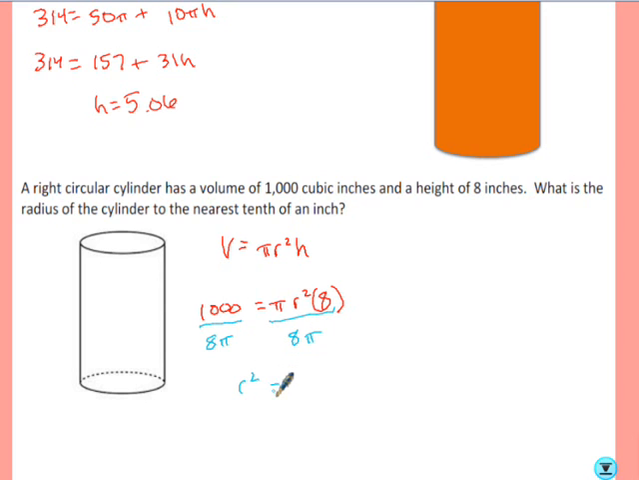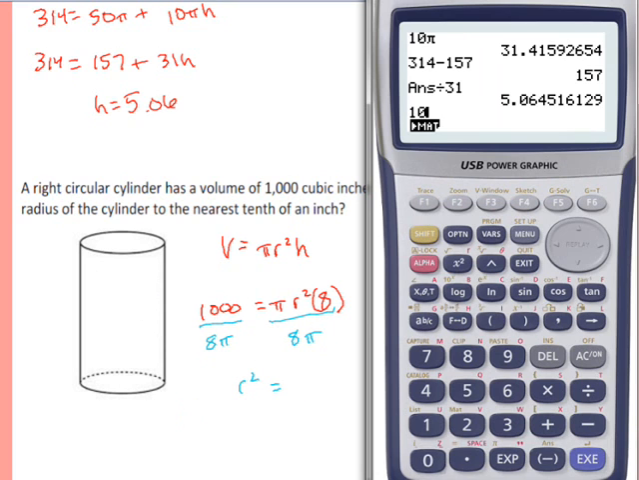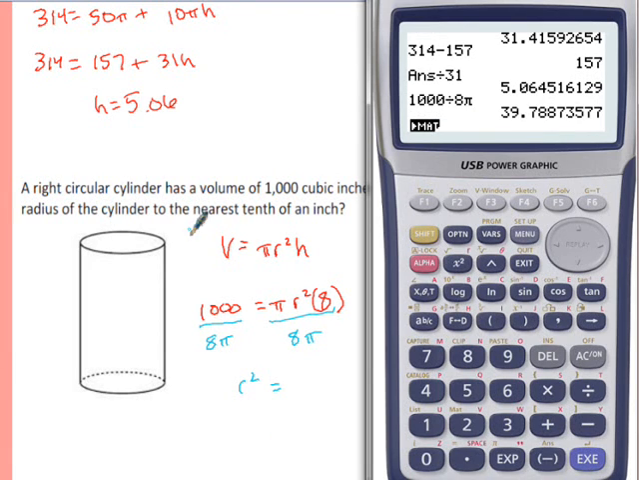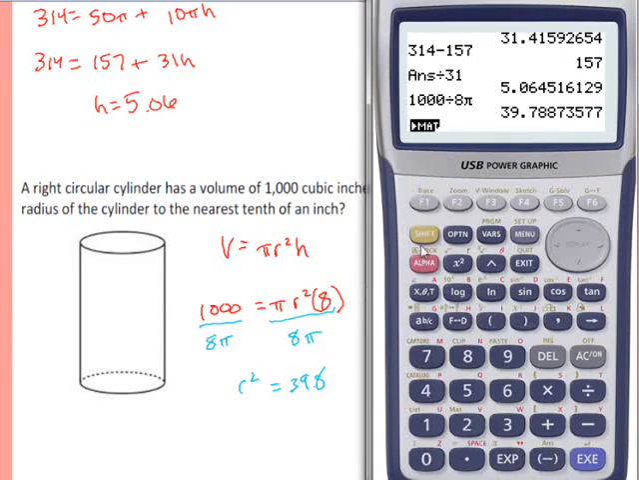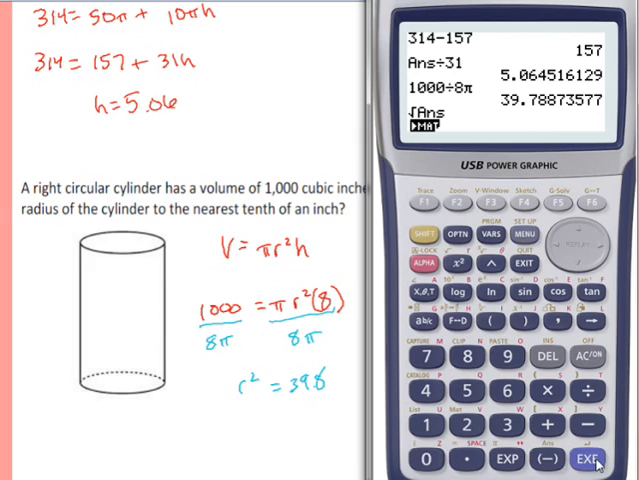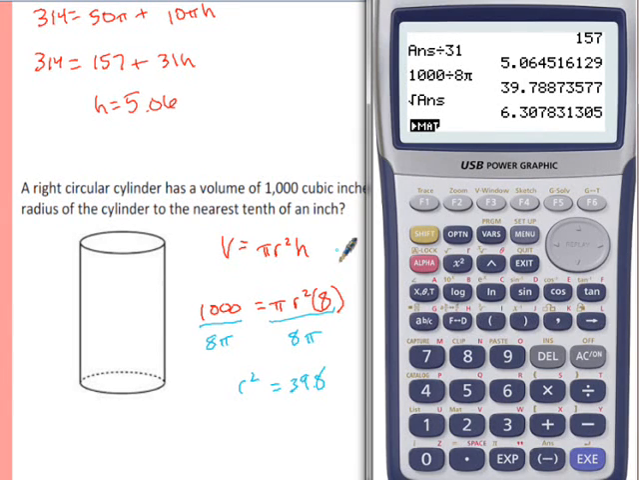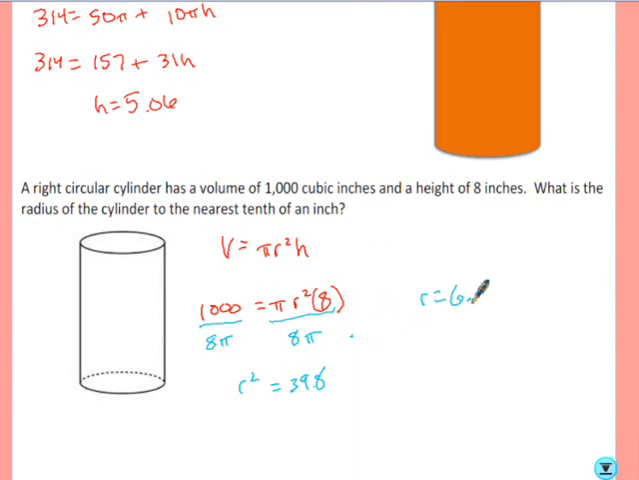just r squared equals, what is 1,000 divided by 8 pi? Leaves me with, it says the 10th up here in the directions, 39.8. And then I can just take the square root of my answer here, and I get 6.3. So 6.3. That's it. Let's take a look at another one.